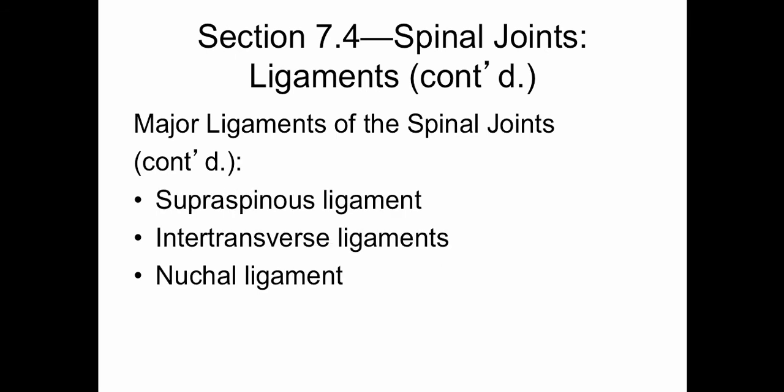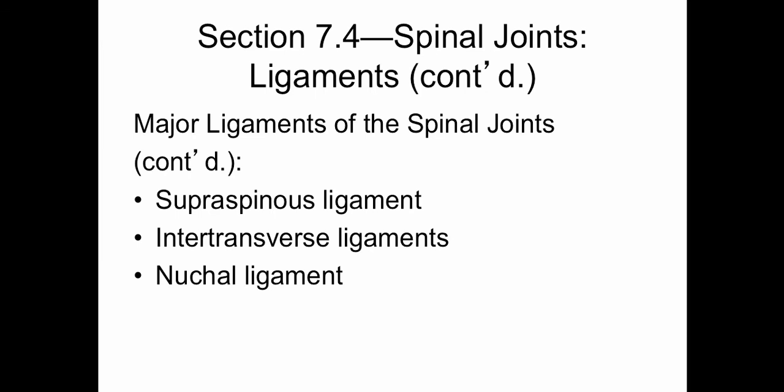The last 3 spinal ligaments include the supraspinous ligament, intertransverse ligaments, and the nuchal ligament. The supraspinous ligament limits flexion of the spinal joints. The intertransverse ligaments are separate short ligaments that limit contralateral or opposite-sided lateral flexion of the spinal joints. These ligaments are usually absent in the neck.